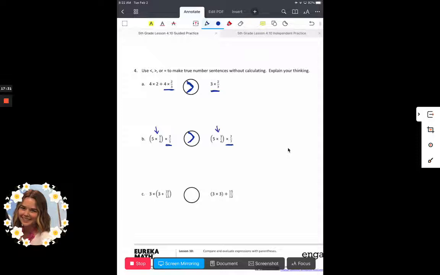So I want you to take a second and think about part C. We have 3 times 3 plus 15/12. And then 3 times 3 plus 15/12. I want you to think about which one of those would be, if it would be greater than, less than, or equal to. So take a minute to think about that.